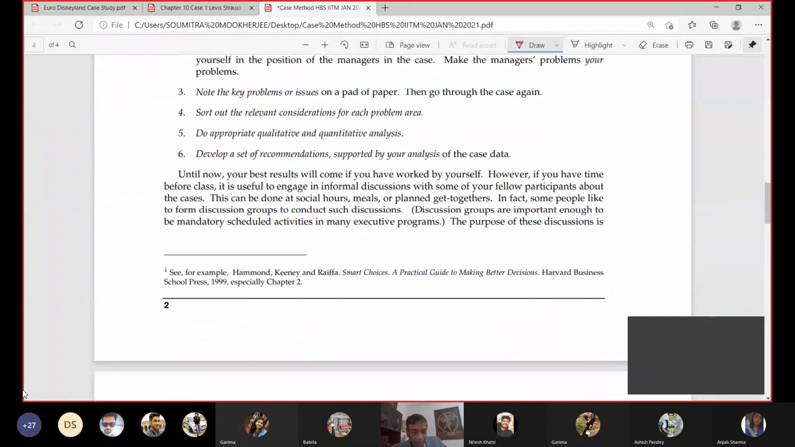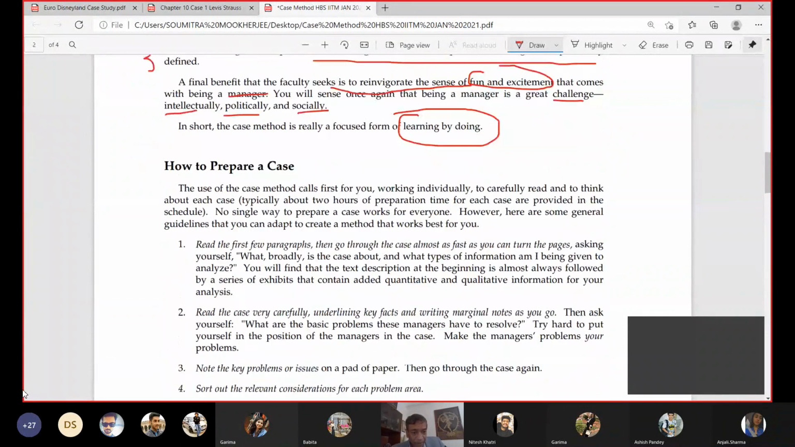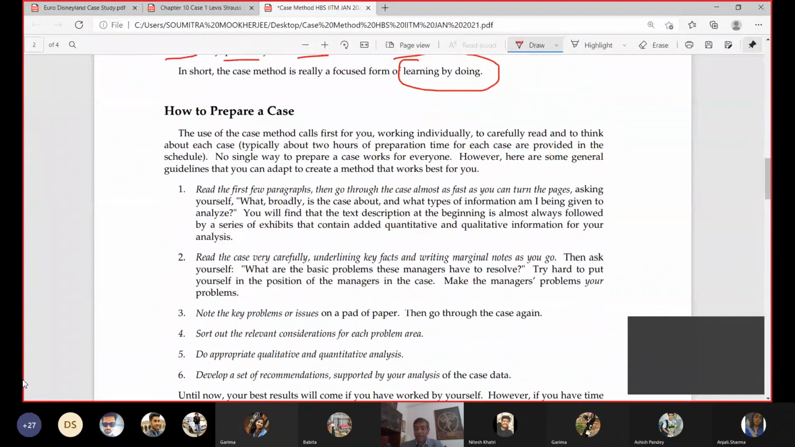Now, this is something which I've taken from the Harvard Business School, how to prepare a case. So, ladies and gentlemen, in your various cases which you'll be coming across, I'll be discussing this with you in due course of time. You need to realize, how do you really prepare a case? The case-based method calls first for you working individually to carefully read and think about each case. So all of you read the case separately and individually. One, individually read.